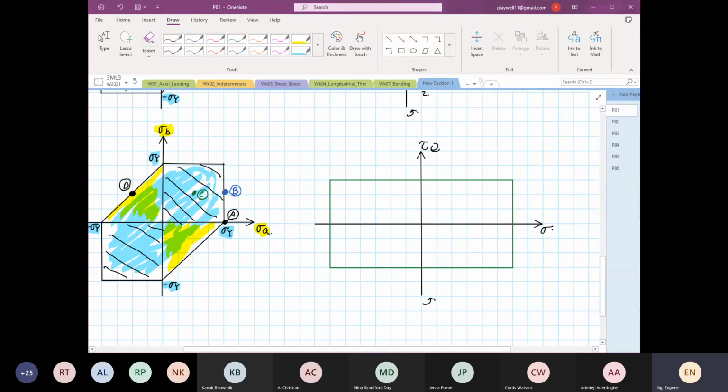At this condition, what is going on is we have the stress in B in tensile, the stress for A is in compression. You can see that, right? So stress B is in tensile.